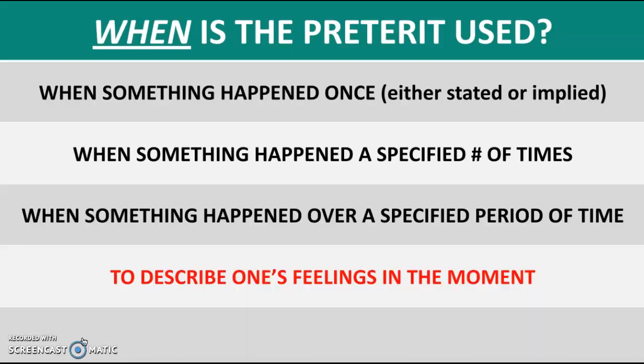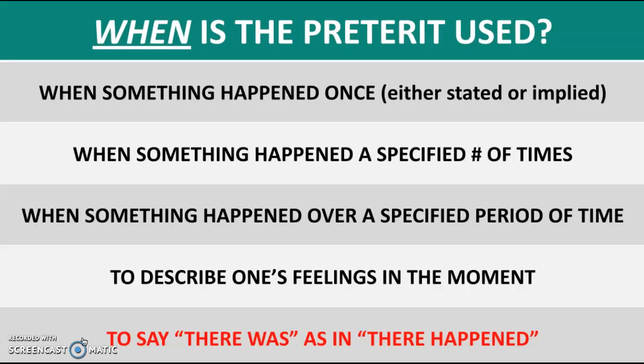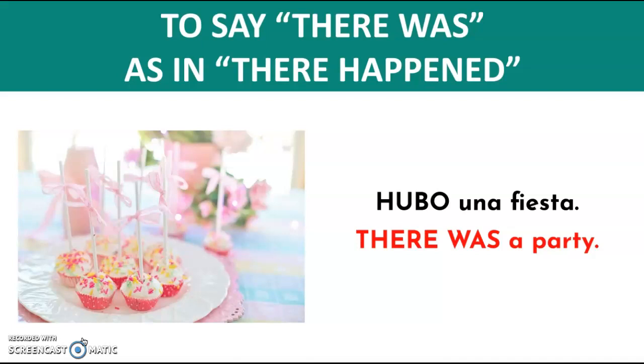Our next one is to describe one's feelings in the moment. So again, the preterite tense is all about being specific. So at that moment, how did you feel? So you can say, yo me enojé. I got mad, or I became mad. That's at that exact moment. Our next one is to say there was, as in there happened. So an example is hubo una fiesta, or there was a party.